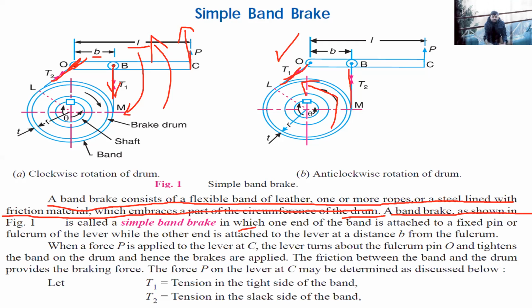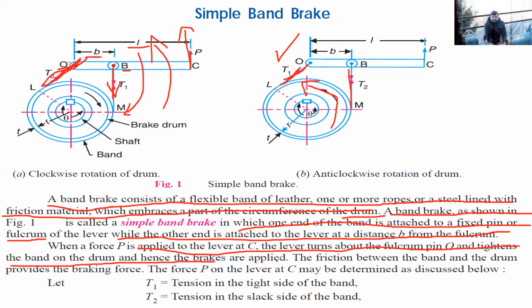Okay, in which one end of the band is attached to a fixed pin or fulcrum O. Okay, so this O is the fulcrum point of the lever, while the other end is attached to the lever at distance small b from the fulcrum. Okay, so one end of the band is attached at point O, another end is attached at a distance b from point O, which is termed as capital B. When the force P is applied to the lever C, the lever turns about the fulcrum point O, and the tightness of the band on the drum increases, and hence the brakes are applied.